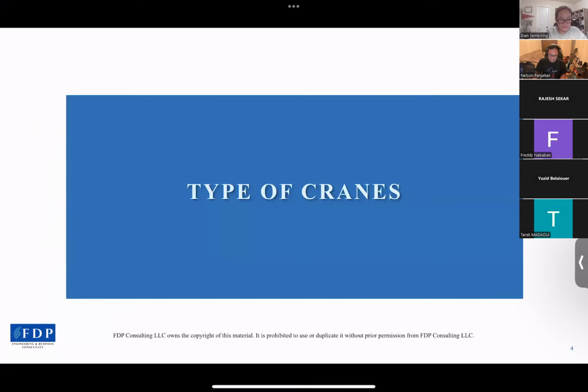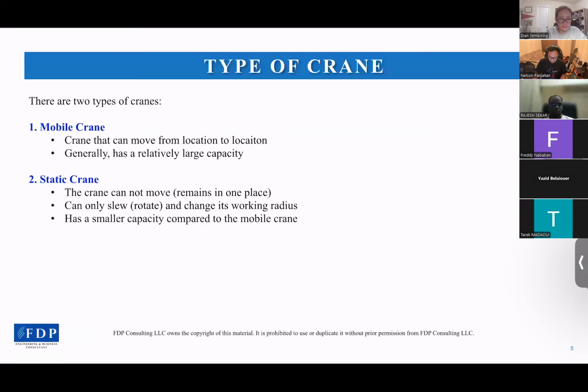So we will start from the types of cranes. Basically, there are two types of crane. They are mobile crane and static cranes. As its name, mobile crane is a type of crane that can move from location to location.